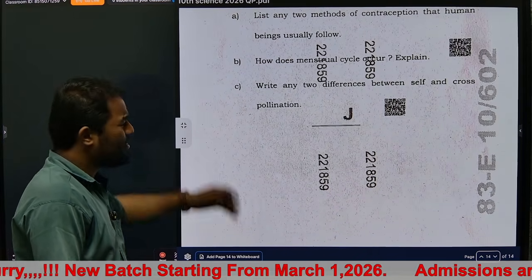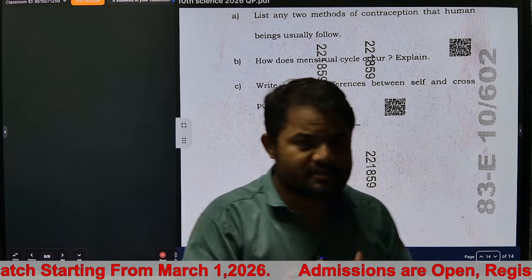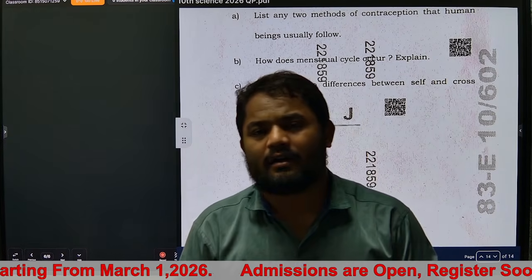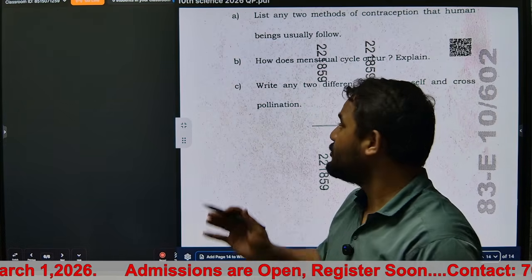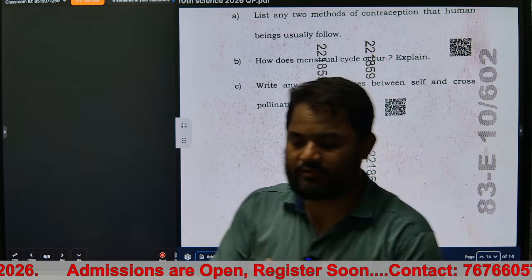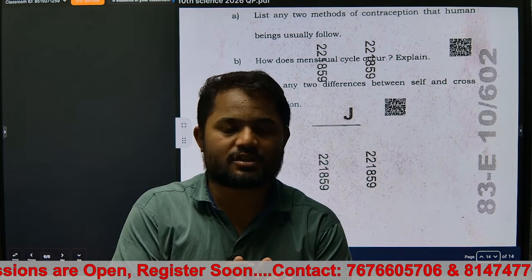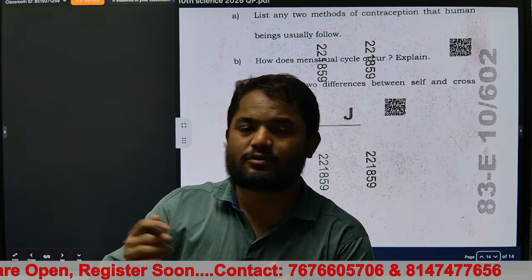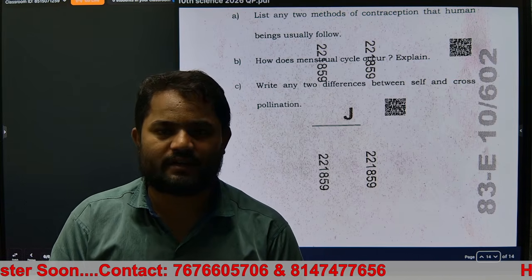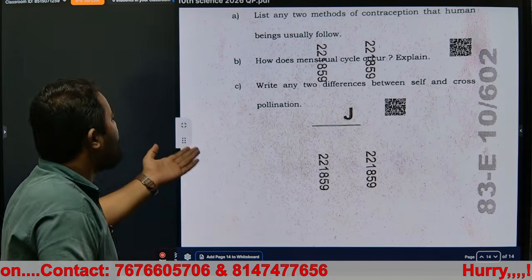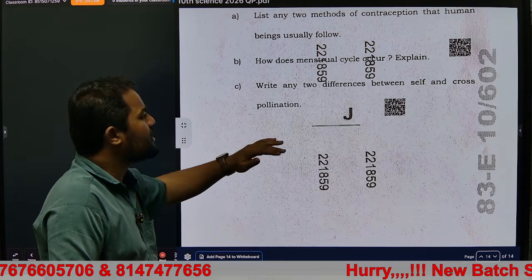Explain. When the egg is not fertilized, the uterus prepares itself for receiving the embryo. For the nourishment of the embryo, the uterus develops a thick layer which is rich in blood vessels. When the egg is not fertilized, that thick layer, which was ready to receive the embryo, is not required, and it is shed off. The blood and mucus come outside, and that we call the menstrual cycle.